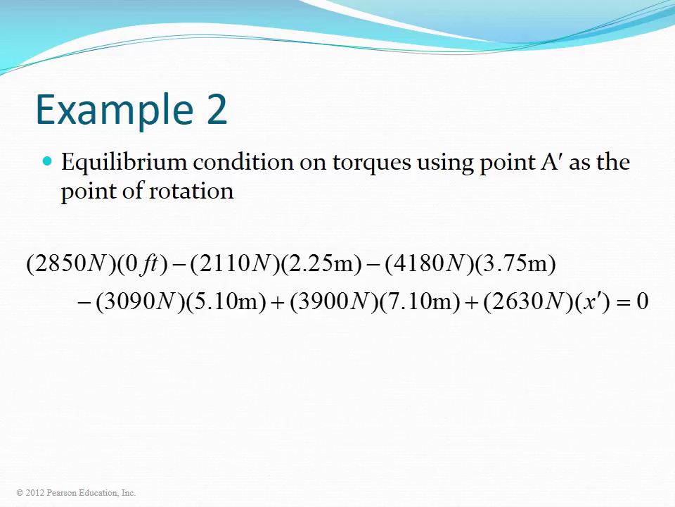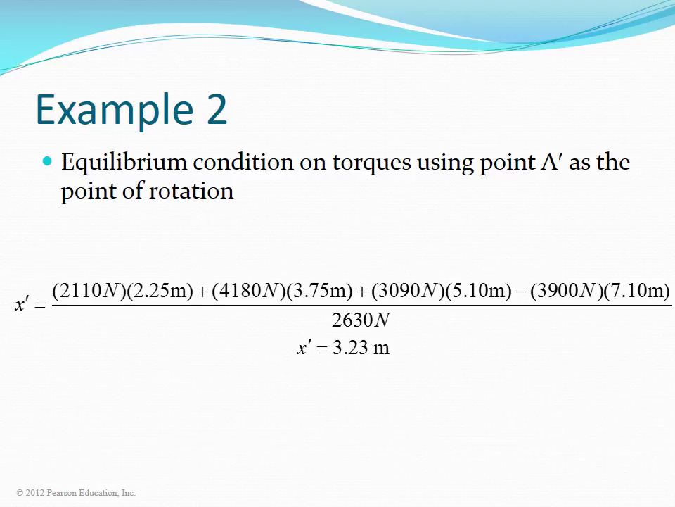F6 we know points up, but we don't really know if it is to the right or to the left of A prime. If it is to the right, it provides a positive counterclockwise torque. If it is to the left, it provides a negative or clockwise torque. I guess at positive. If F6 is to the right of A prime, the distance will come out positive. If F6 is to the left, the distance will come out negative.